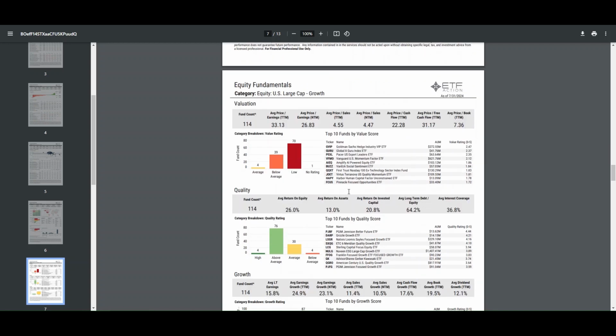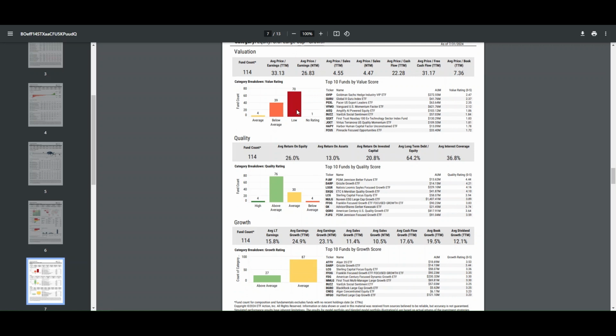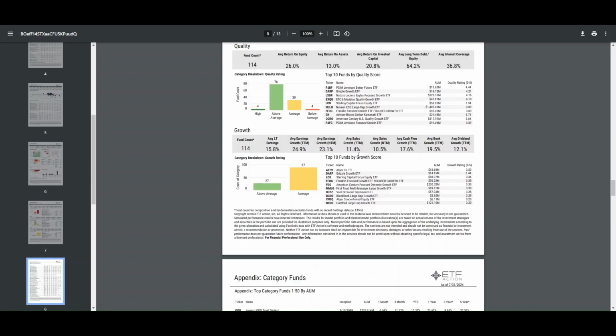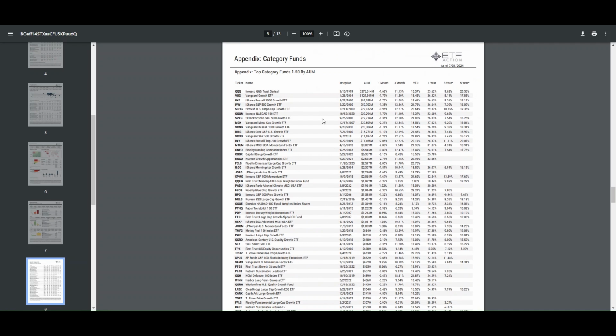And the last few pages, we're going to look at fundamentals. Value rating is super low. Of course, it is a growth category. You've got above average quality and above average growth. Our rating system is 0 to 5, 5 being the highest, 0 being the lowest, and that's what creates these tables here. If you're at 2.5, you're going to be average or right in that range. And then the last few pages are the appendices. This is where we just have a dump of all of the funds that are included in this report.